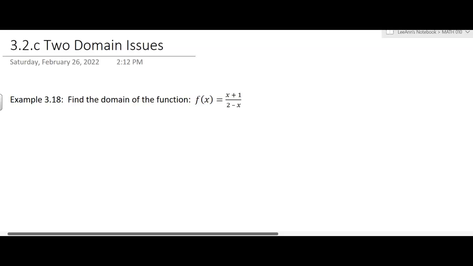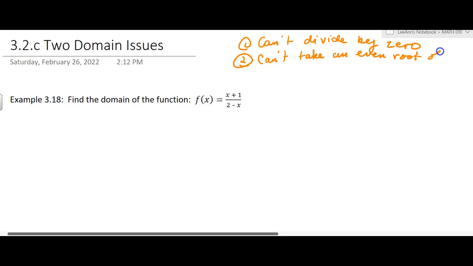So they can give us all kinds of different equations for functions. And in general, there's kind of two issues that we have to be careful of. Not everything, you can't just put any real number in for. But anyway, the two issues are, one, can't divide by 0. And then I'm just going to tell you the other issue is you can't take an even root, like a square root or a fourth root, of a negative number.